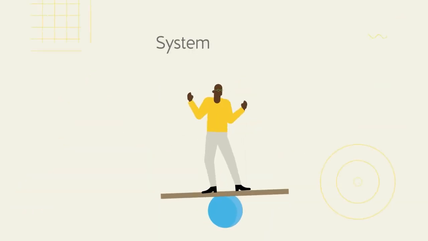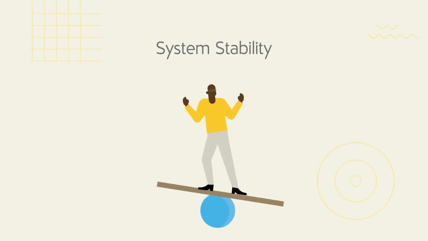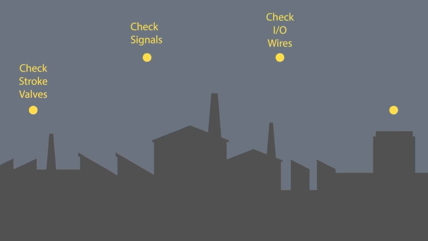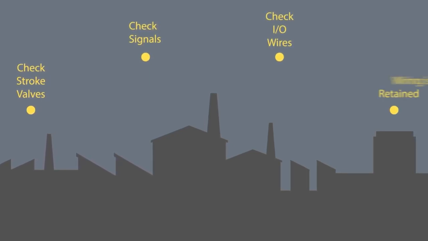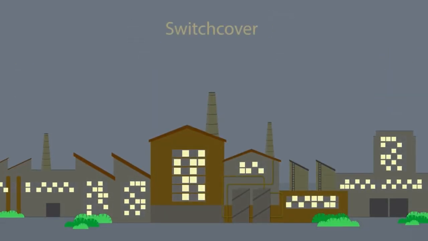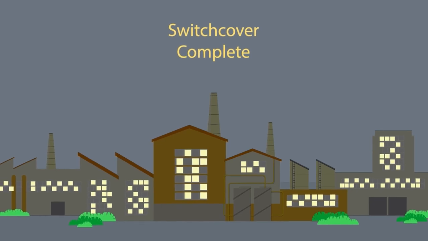Once migration is complete, it's time to check system stability. We'll check valve stroke to ensure proper action, check signals, make sure that no I/O wires have been left unconnected, and that all field wiring has been retained. At long last, your new system is confirmed to be up and running.